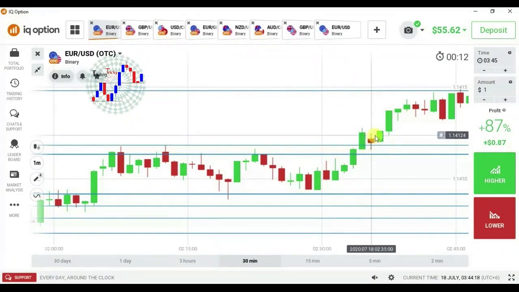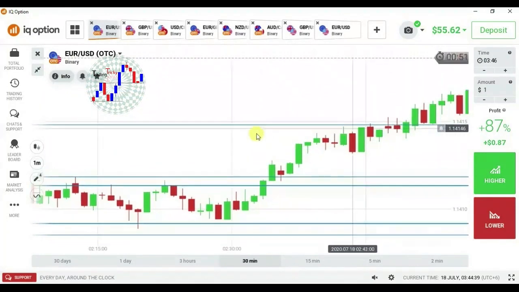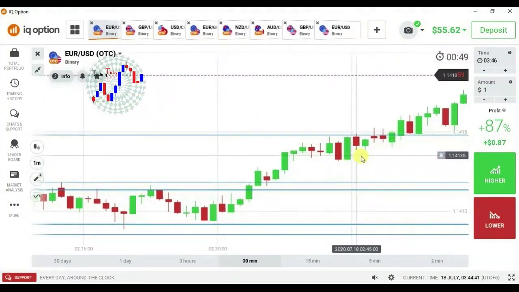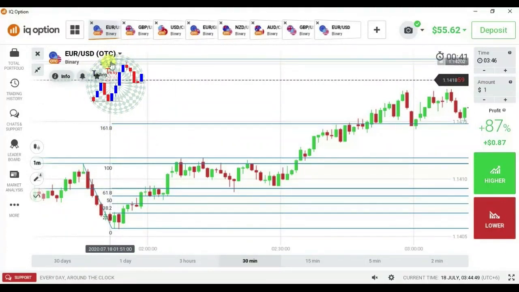After a breakout, we normally expect a retrace candle, and this is the retrace candle. I'll tell all about this retrace candle later in the coming session, but now let's move to the right side. See, this is a 161. This is also a golden ratio, and 261 is also a golden ratio.